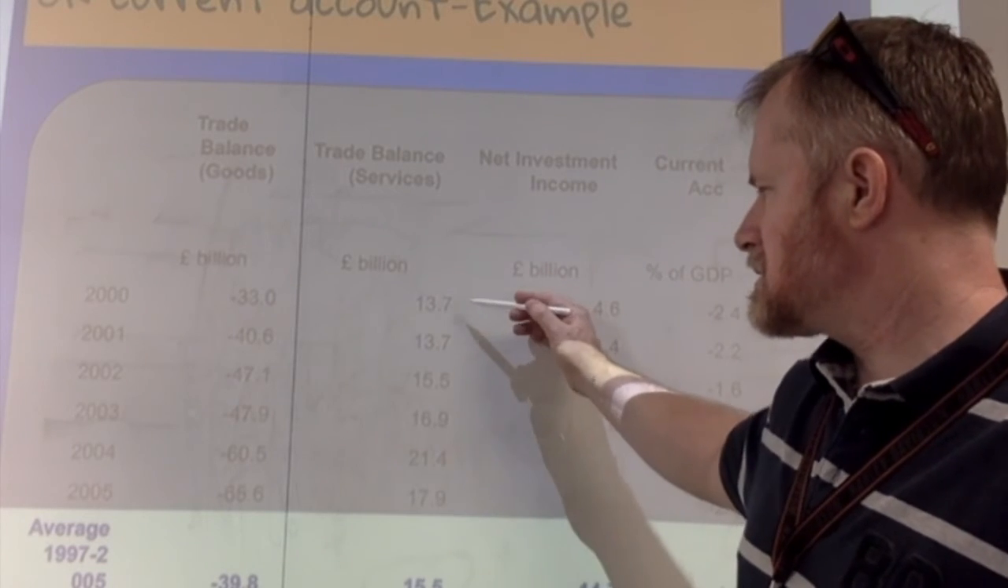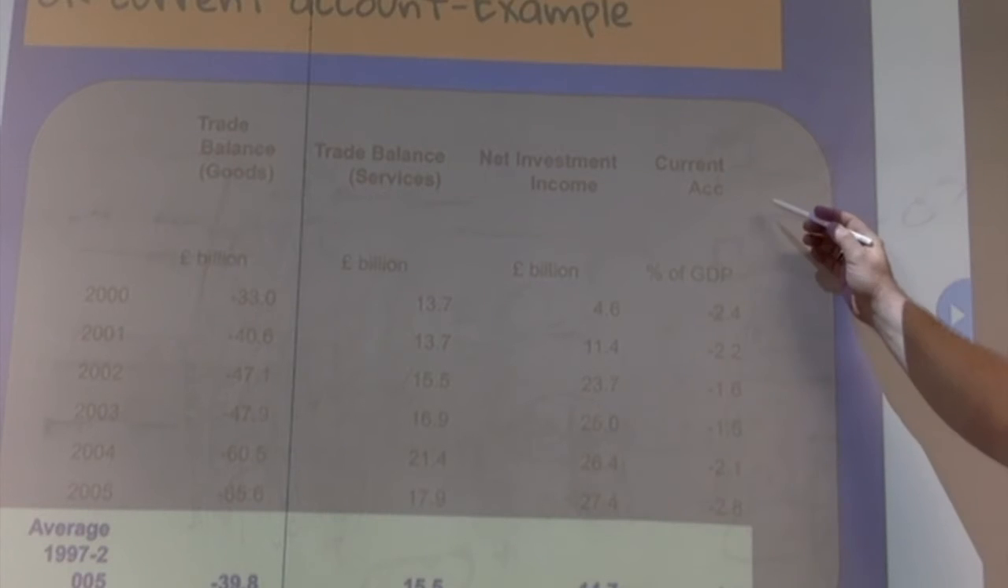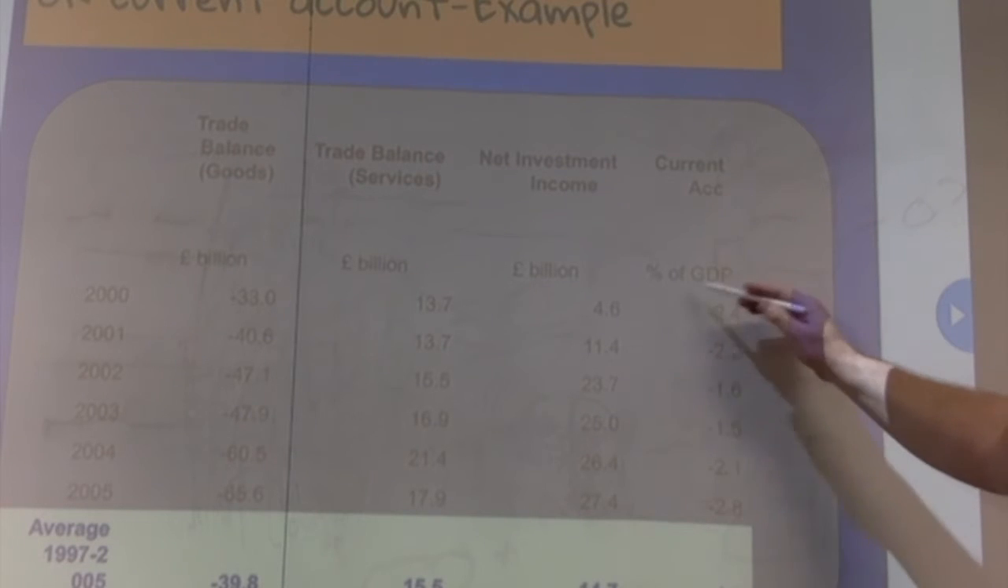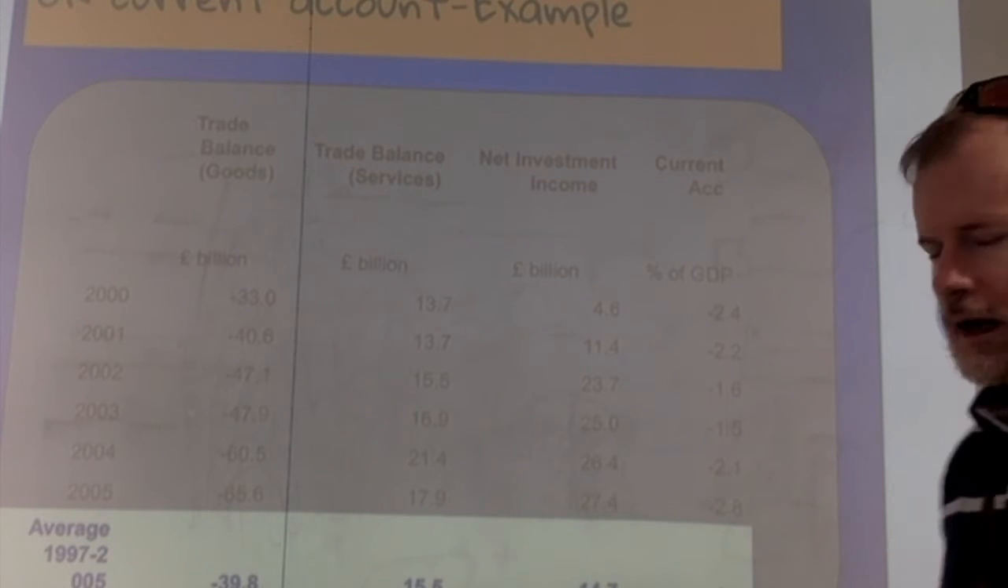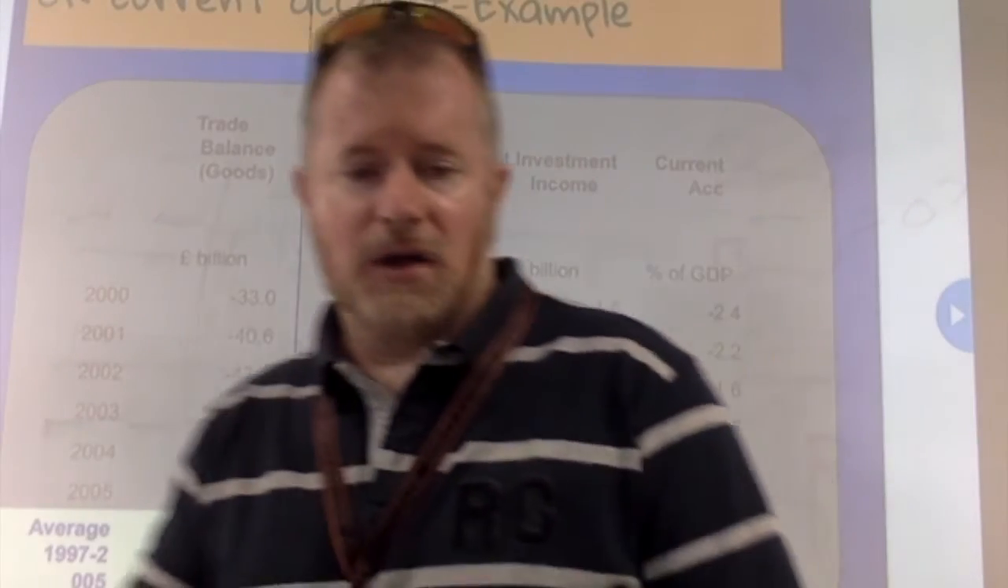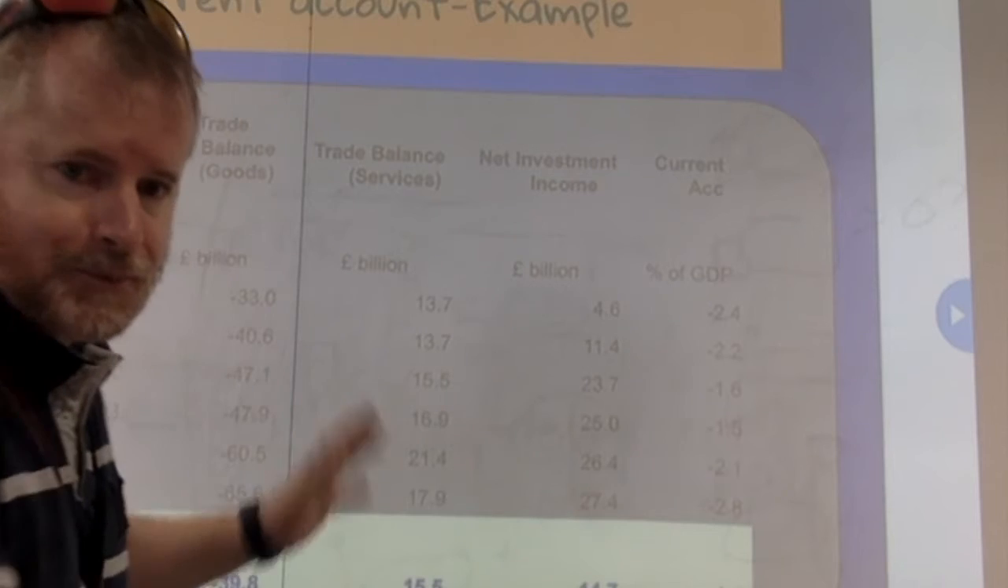The services seem to be positive. Net investment, yeah. So therefore the overall current account as a percentage of GDP, we see it as negative all the way through, and here on average is negative as well. So how might you see it in an exam, in a table like this?